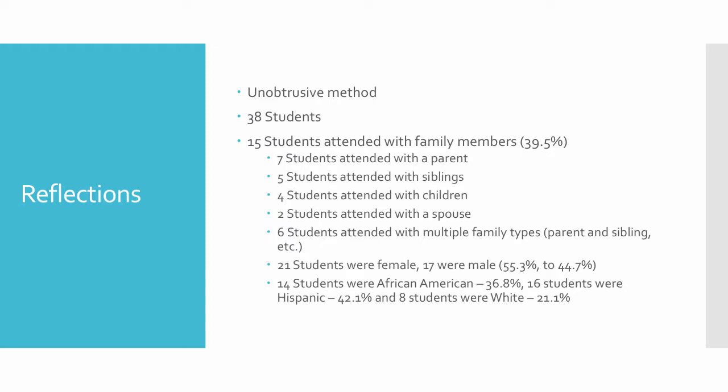From an ethnic background, 14 students were African American, that's 36.8%. 16 students were Hispanic, 42.1%, and 8 students were white, 21.1%. And again, those numbers adequately reflect the population at Eastfield College. Eastfield College is one of our colleges that is noted as a Hispanic serving institution.